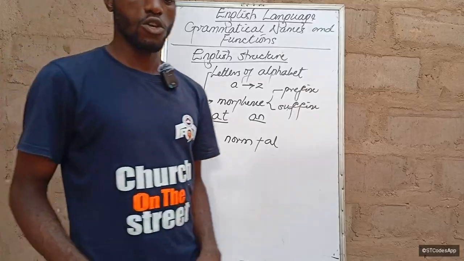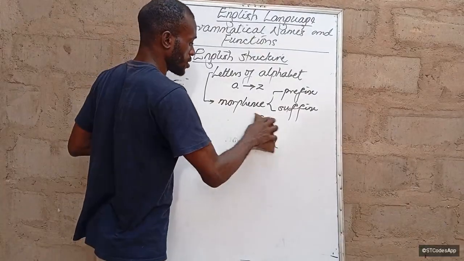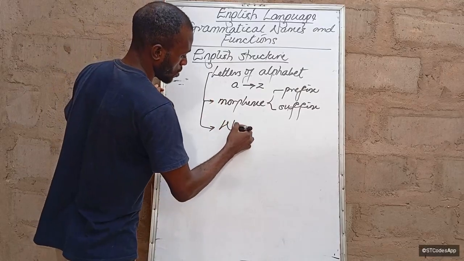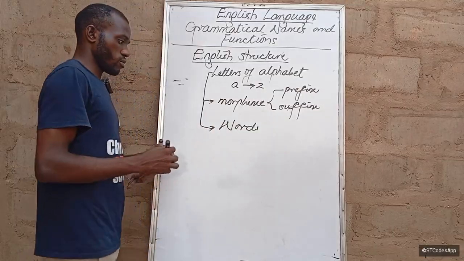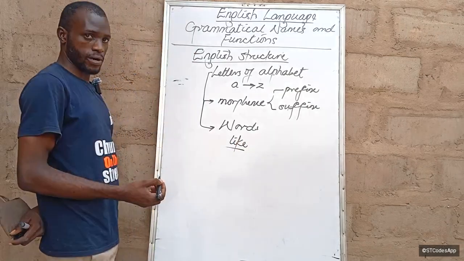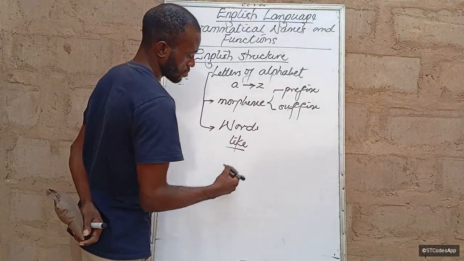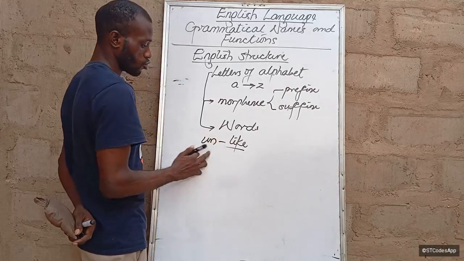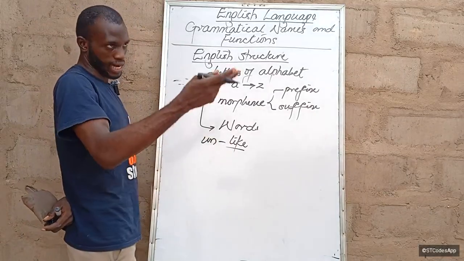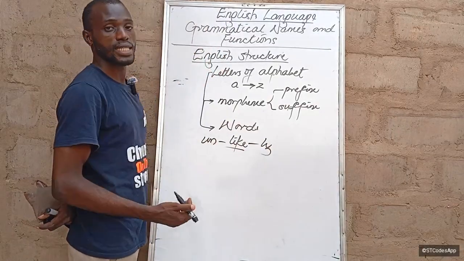So what that tells you is that when you combine morphemes, you are able to get a word. Morphemes make up words. An example again is the word like. This is a word, and I can make other words out of this. For example, if I add the morpheme un, un is a good prefix. It means not. So unlike means not like. Now what if I add the suffix ly? It becomes unlikely.